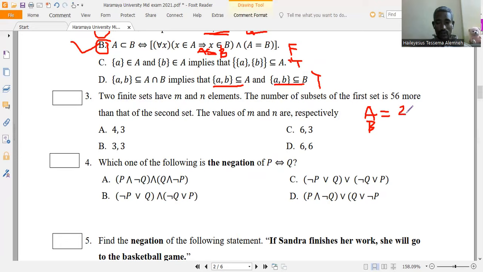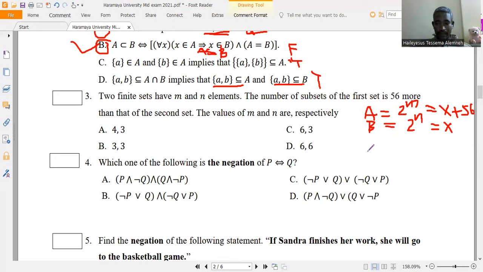The number of subsets is 2 to the power of n, and for the first, 2 to the power of m. The number of subsets of the first set is 56 more than that of the second set. So 2 to the power of m is 56 more than 2 to the power of n. If we call 2 to the power of n x, then we can write x plus 56.